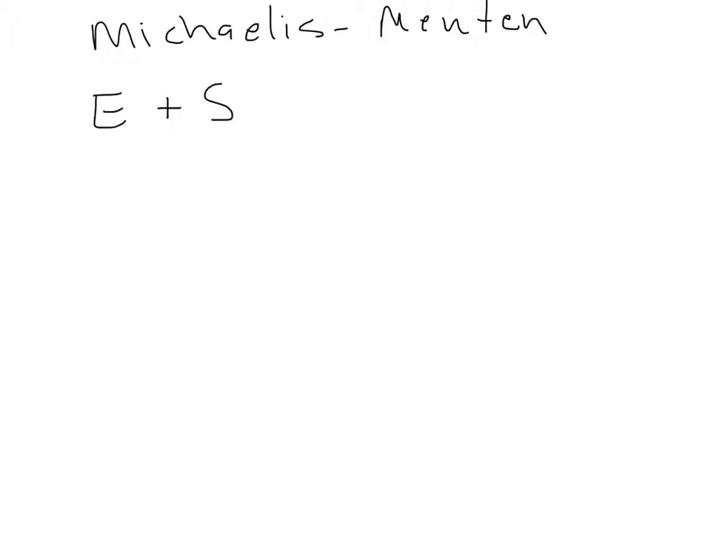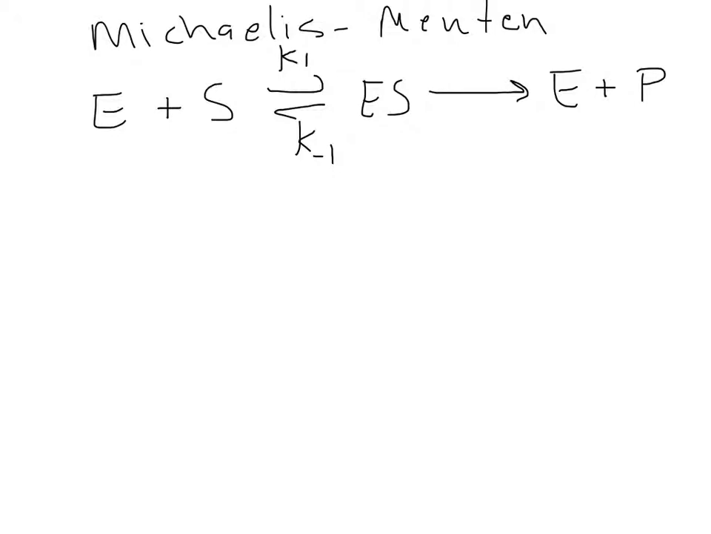Okay, the Michaelis-Menten scheme, a reaction scheme, is the following. You have the enzyme plus the substrate, which can react to form a complex of the enzyme and substrate, and that can further react to form the dissociated enzyme and product. Let me label these two reaction arrows, rates K1 and K-1.